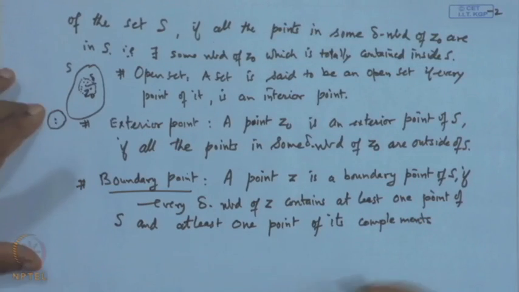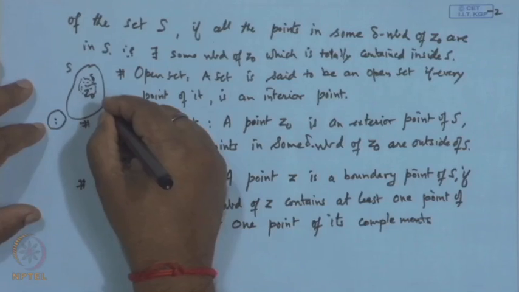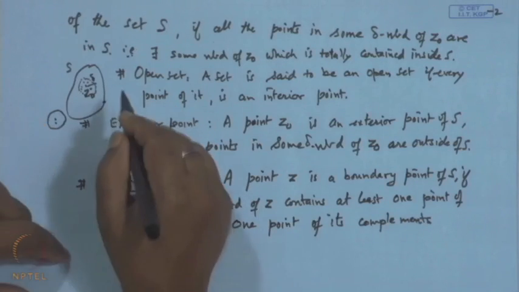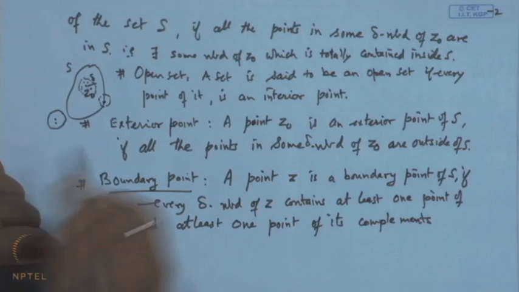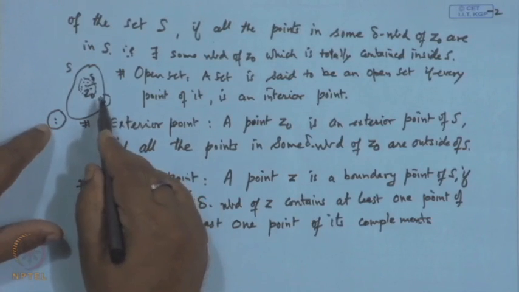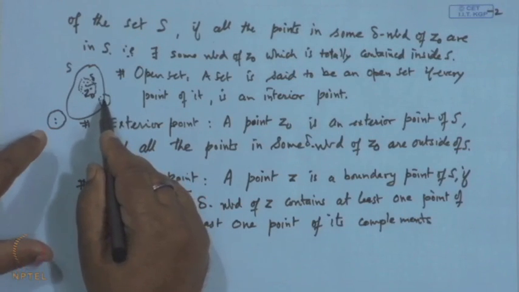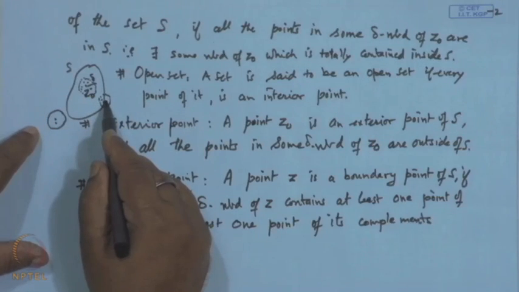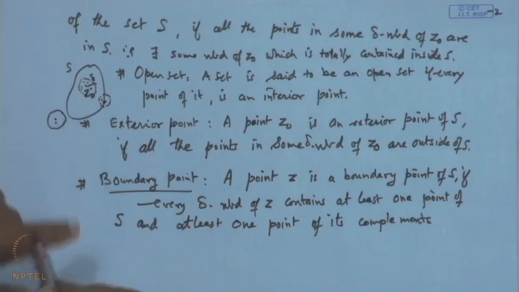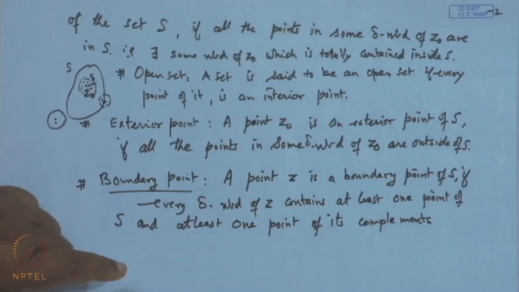So, a boundary point is the point. Here this point will be a boundary point, because if I draw any neighborhood around this point, then it will contain both the point of S as well as a point outside of it. That is, at least one point is available here which is inside S, another point which is outside it. So, such a point is said to be a boundary point. Okay.